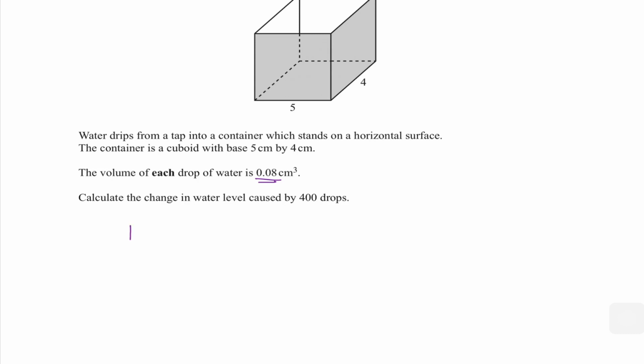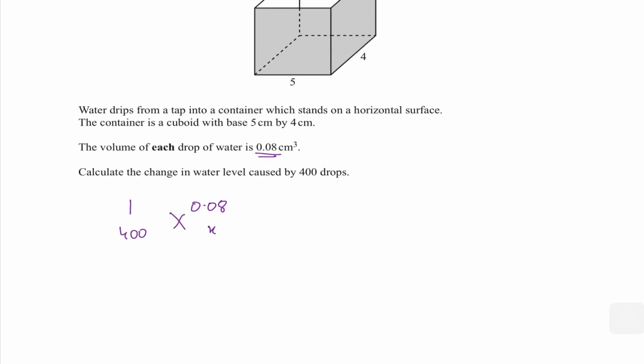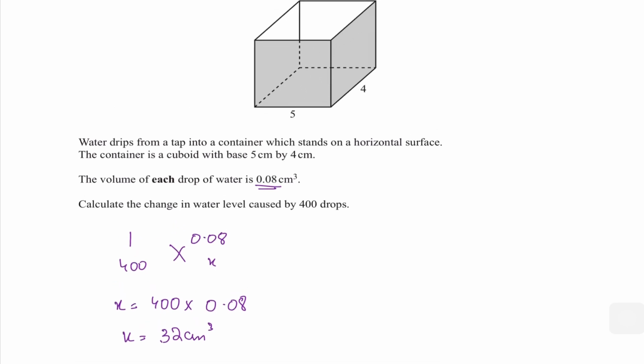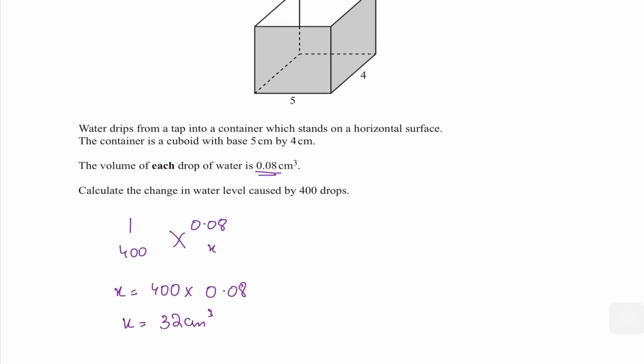Okay, so the volume of one drop is 0.08. The volume of 400 is going to be x. Let's cross multiply and see what the volume is going to be. So 400 into 0.08. So 0.08 times 100 is going to be 8. 8 times 4 is going to be 32. So that means the water added is going to be 32 centimeter cube. So that means the water inside this cuboid, this container, is going to be 32 centimeter cube.